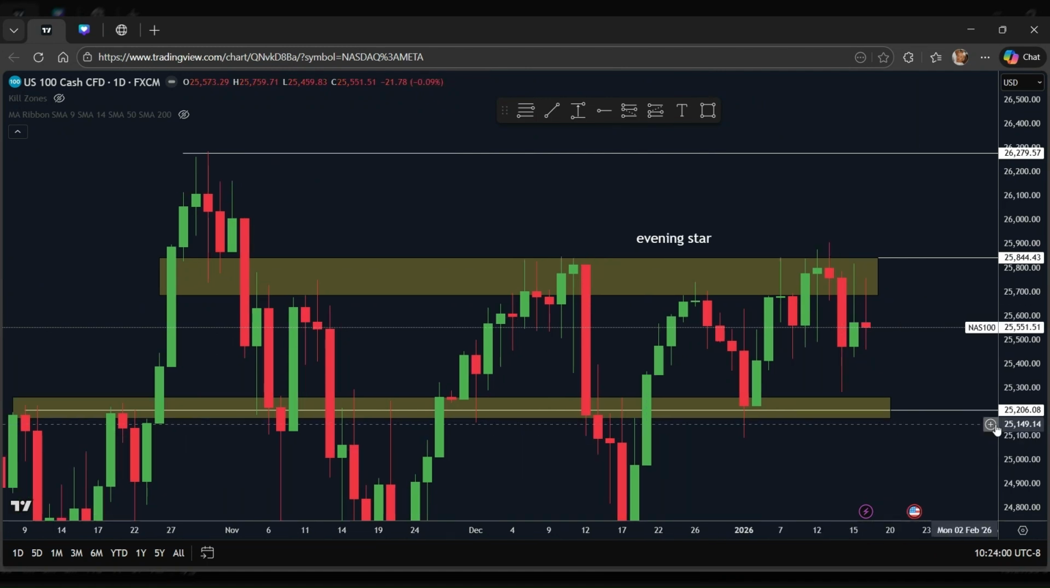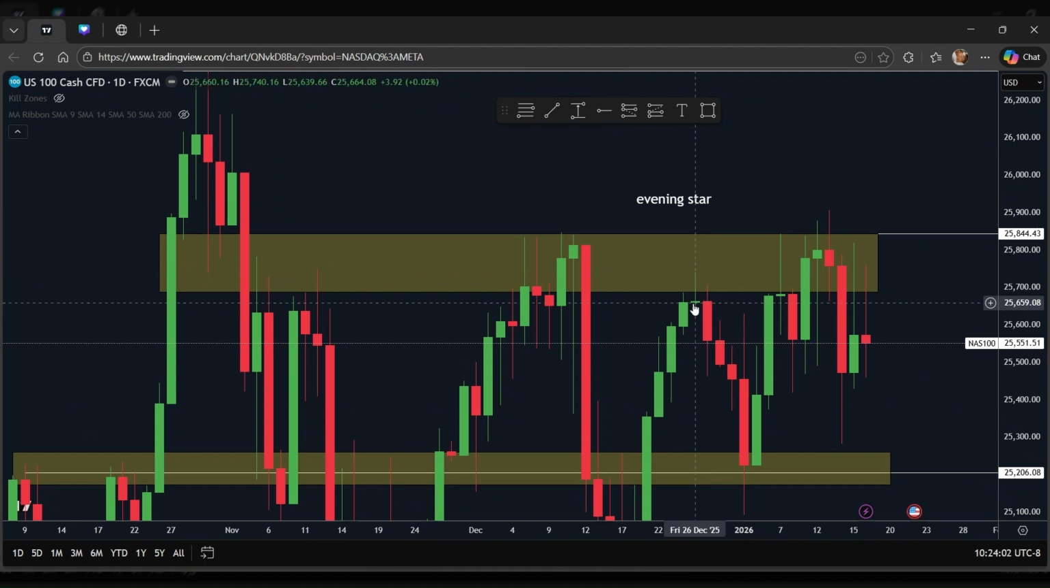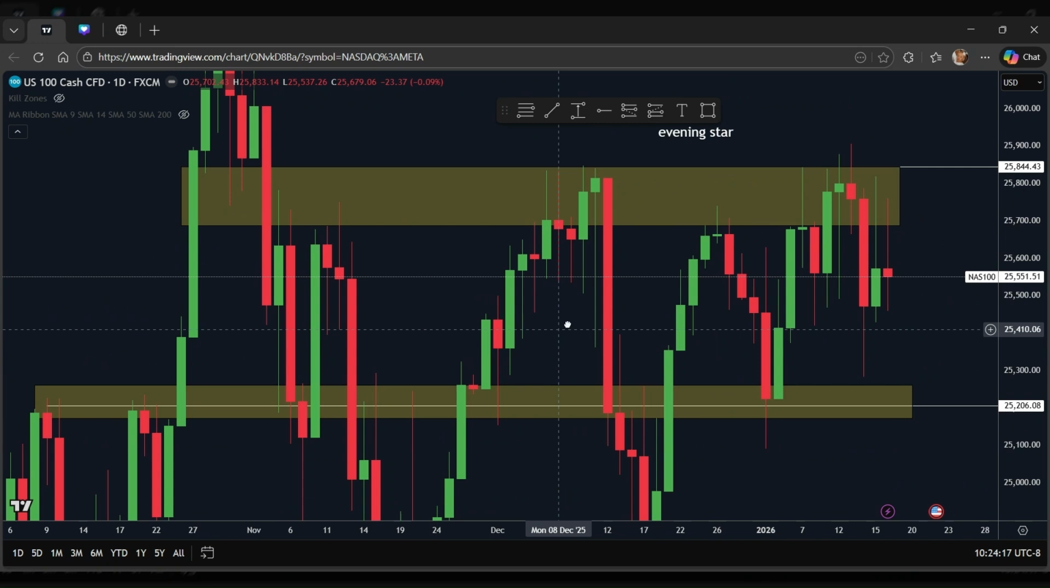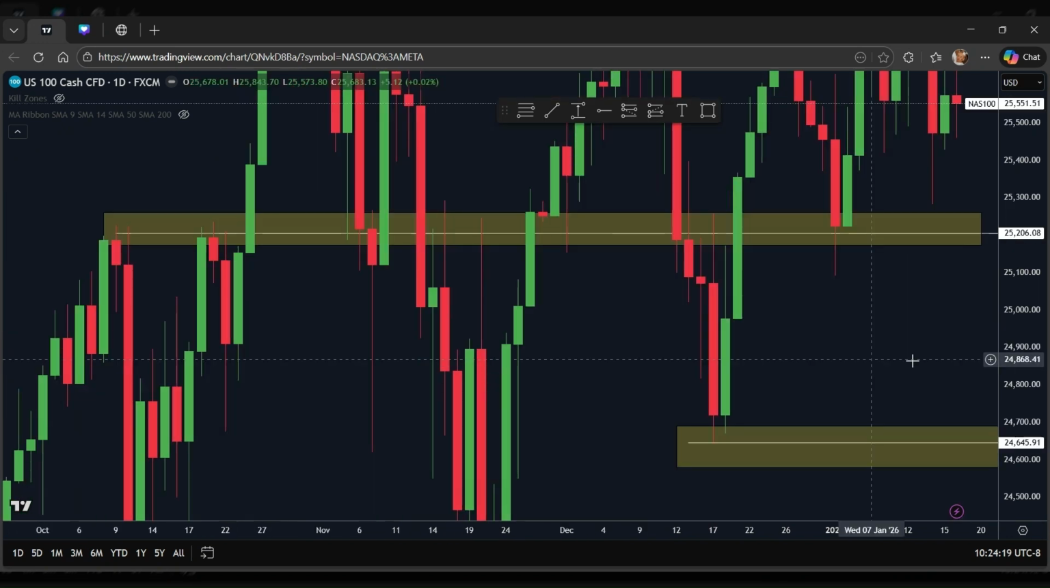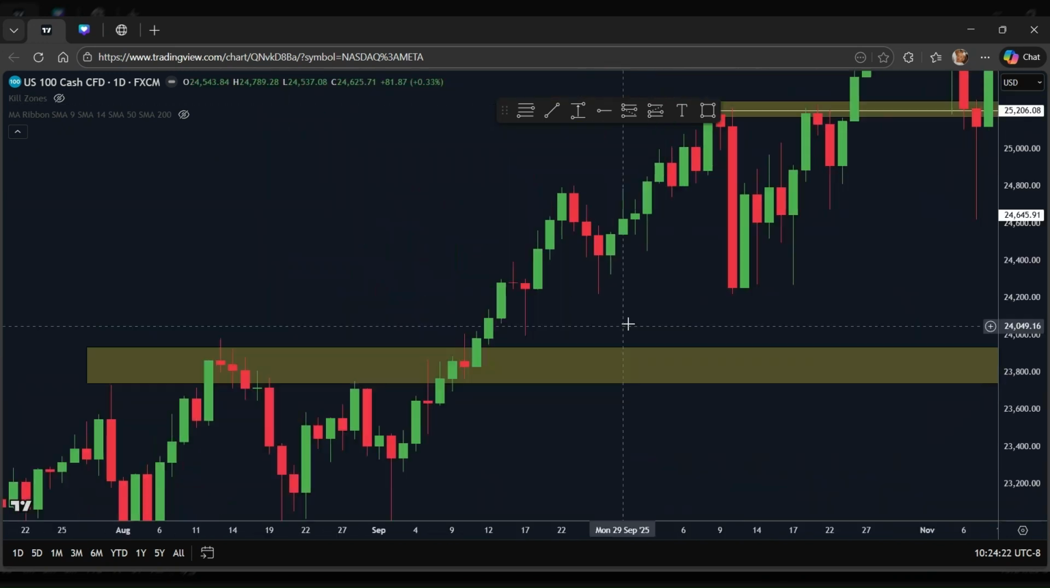And then here is a shooting star. So this is kind of the opposite of this one. The wick is up top, and the next candle is red. So hanging man, shooting star. And let's see if we can find some bullish ones, which actually go up.